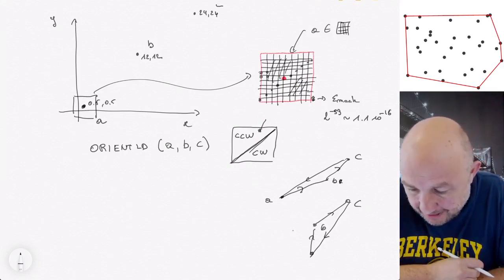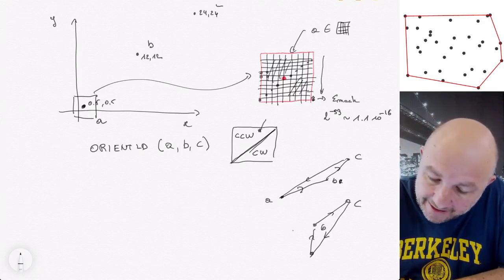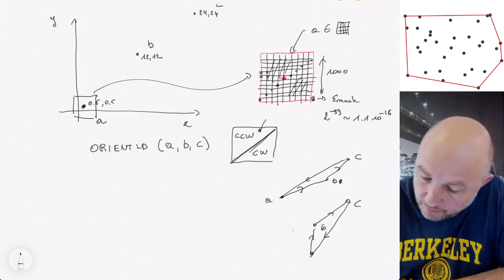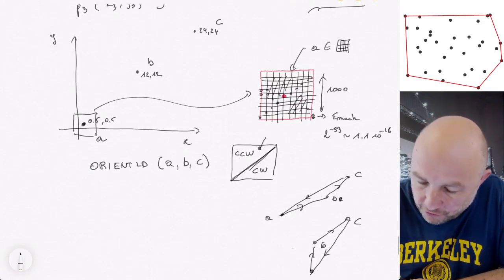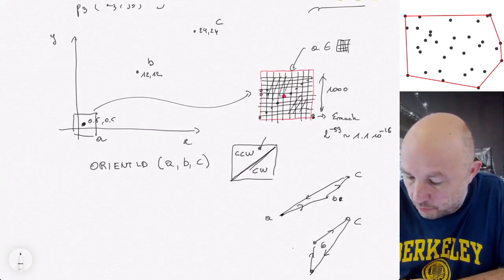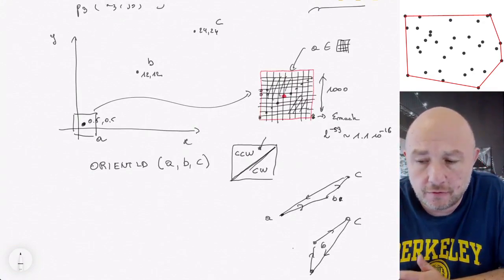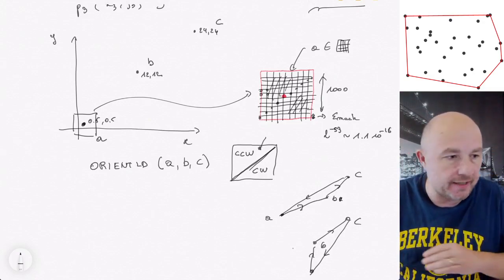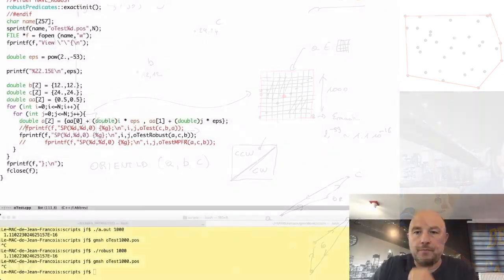But I'm going to have a grid, let's say, which will be something like 1,000 times the machine precision. So the point which is the furthest away from the diagonal will be at 10 to the minus 13. So it's not so bad. But let's see what it gives as a code. So let's go into the code section.